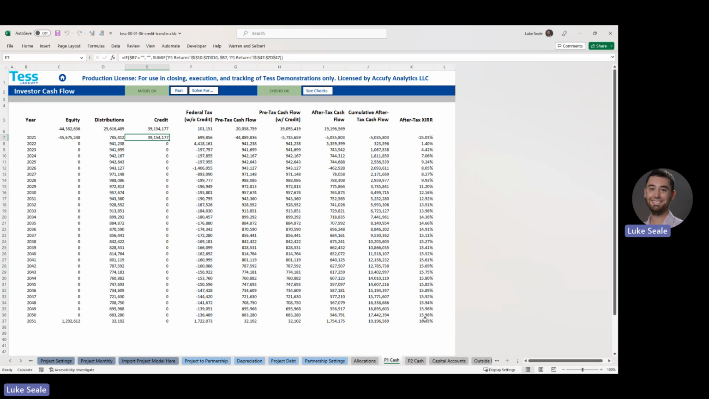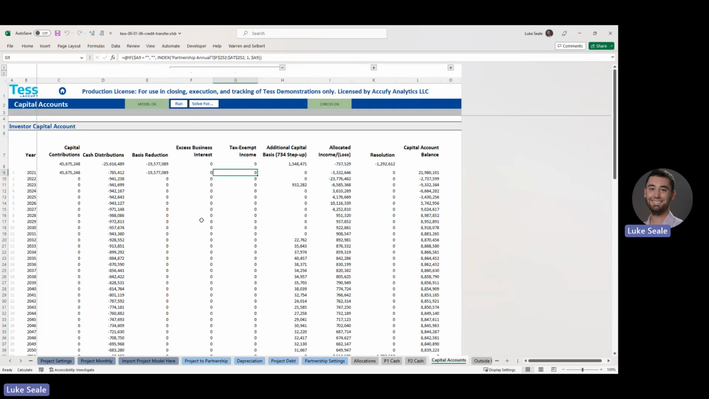And then let's also visit the capital accounts to see what happened there. Okay, so our big tax exempt income is gone and our big cash distribution is gone, just like we would have expected because we turned the flag off. Basis reduction is still here, and then of course credits don't show up on capital accounts. It's just cash versus tax on here, so credit doesn't affect it.